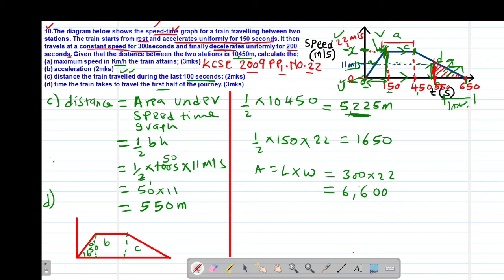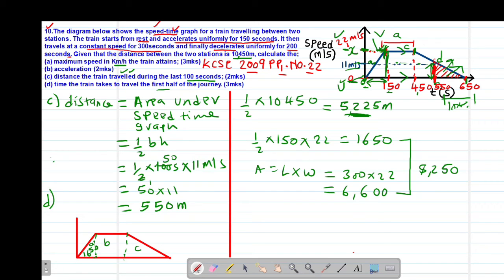6600. So if I add these two distances, if I take 1650 plus whatever I've gotten, so if I add 6600 to 1650, I'm getting that distance will be 8250. But remember, the distance that we want is 5225, and this is already 8,000.